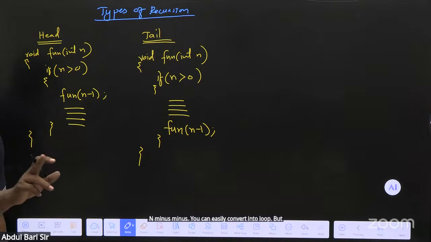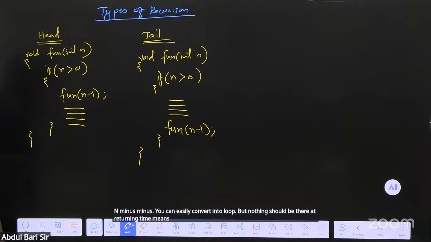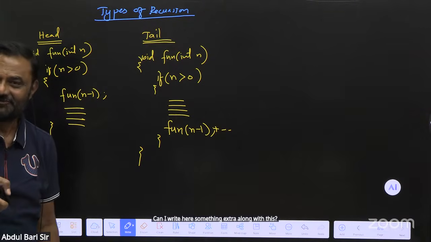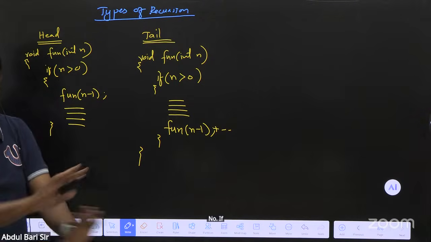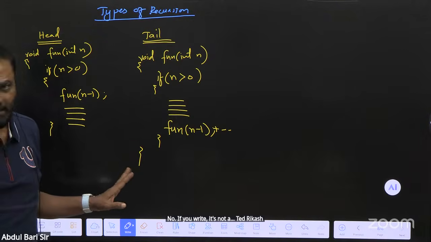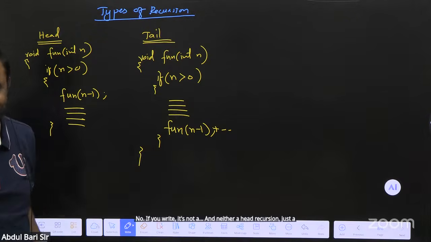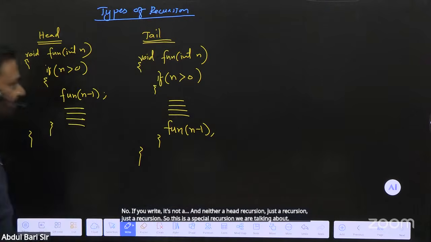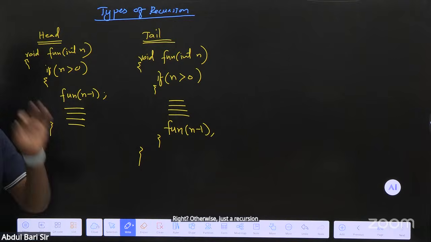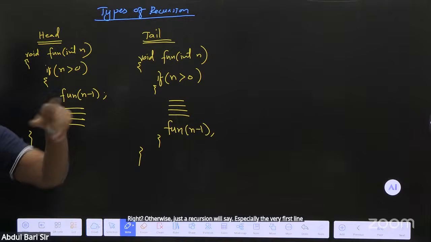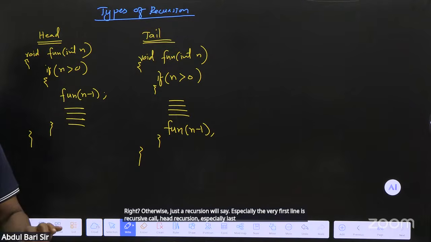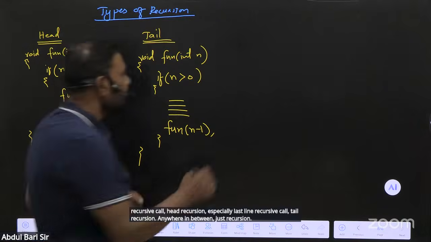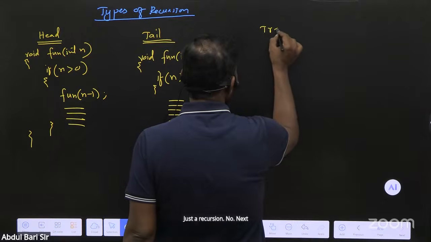But nothing should be there at returning time. Can I write here something extra along with this? No. If you write, it's not a tail recursion and neither a head recursion, just a recursion. So this is a special recursion we are talking about, right? Otherwise, we'll just say recursion. Especially if the very first line is a recursive call, head recursion. If the last line is a recursive call, tail recursion. Anywhere in between, just recursion.